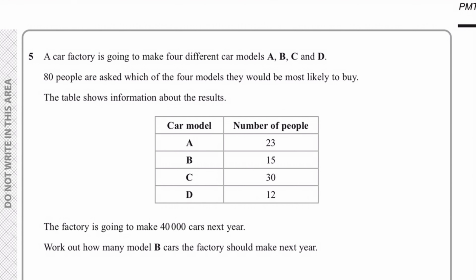In question number 5, we can see a car factory is going to make 4 different models of cars, A, B, C, and D. Now 80 people are asked which of the 4 models they would be most likely to buy. They've given us a table here as well, which summarizes the car model and how many people bought it. We're also told the factory is going to make 40,000 cars next year. And now we need to work out how many Model B cars the factory should make for the next year.